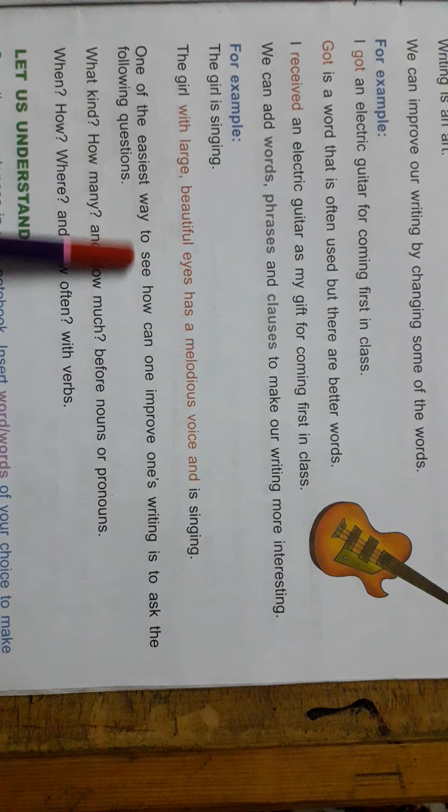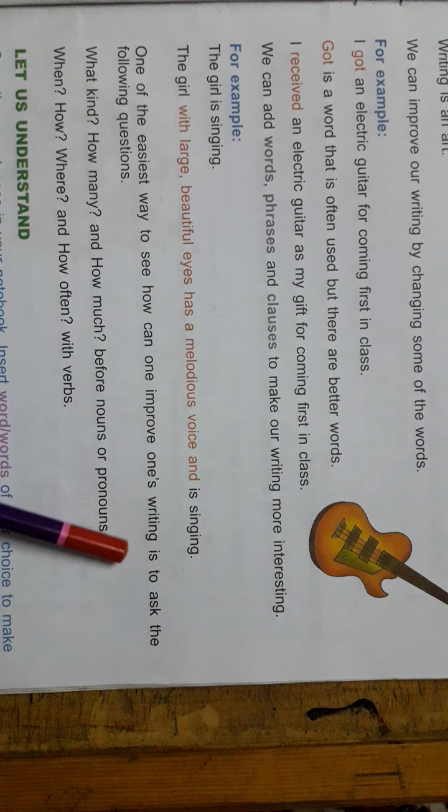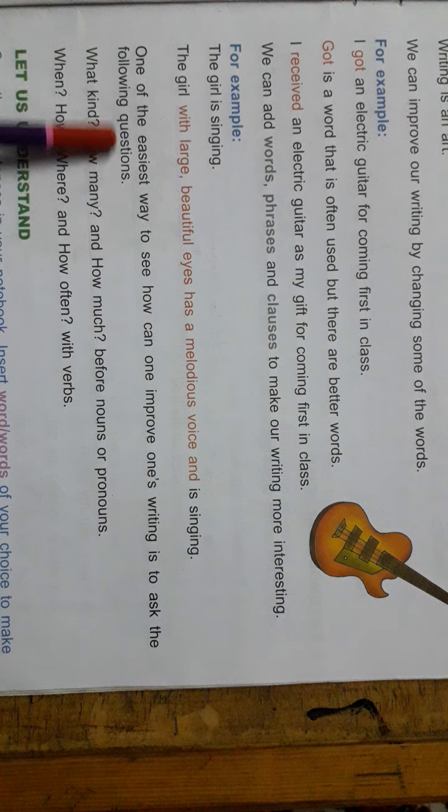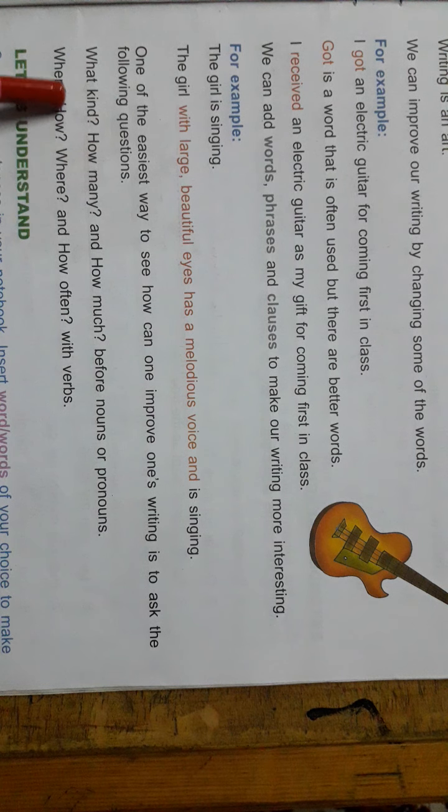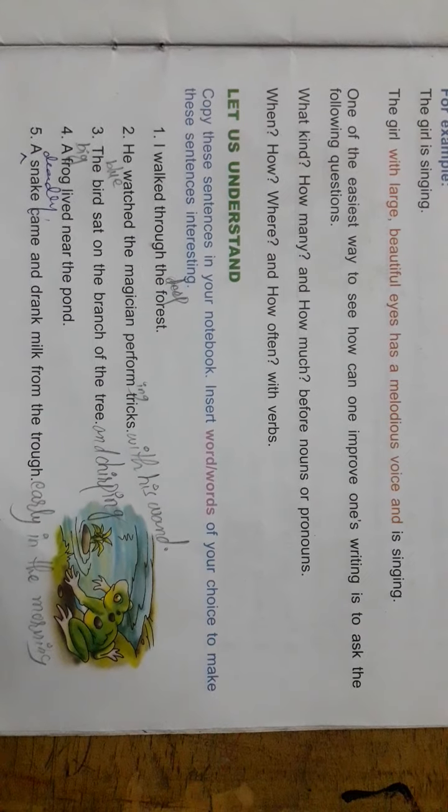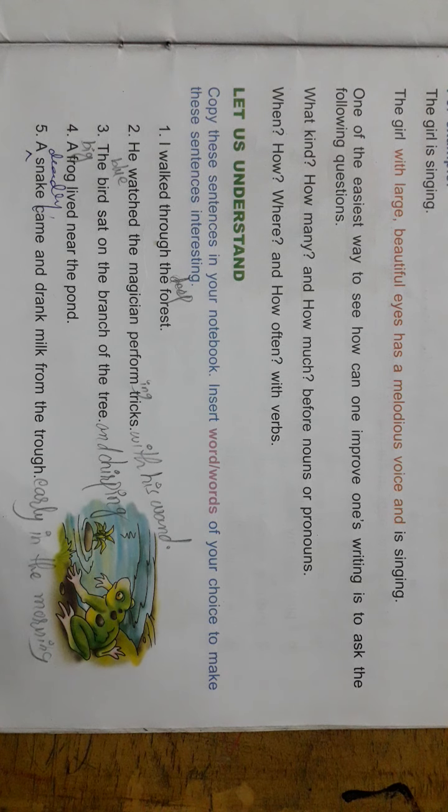One of the easiest ways to see how one can improve one's writing is to ask the following questions. We can make our sentence better by giving the answers to these questions: what kind, how many, and how much. Now we have some practice sentences here. You have to do it in your book.